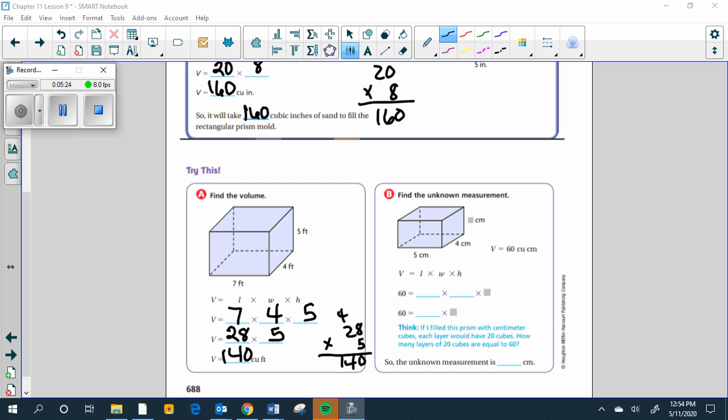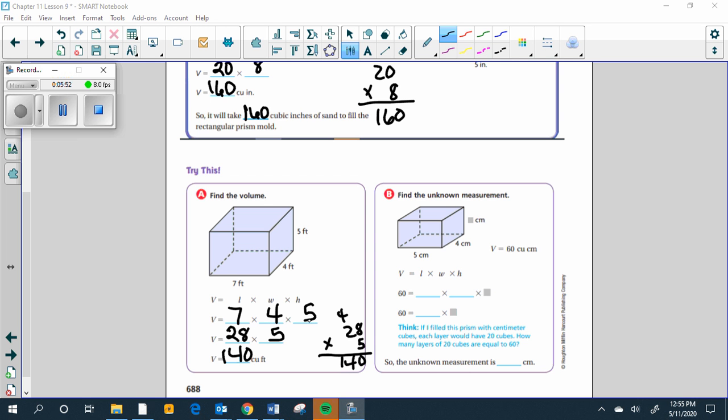Take a look at letter A. The length is 7 feet, the width is 4 feet, the height is 5 feet. Now, if we figure the base first, that would be 7 times 4, which is 28, and then we multiply that by the height. Now, those of you that are really savvy with math maybe didn't want to multiply 28 times 5, and you noticed that all of these are multiplication across here.